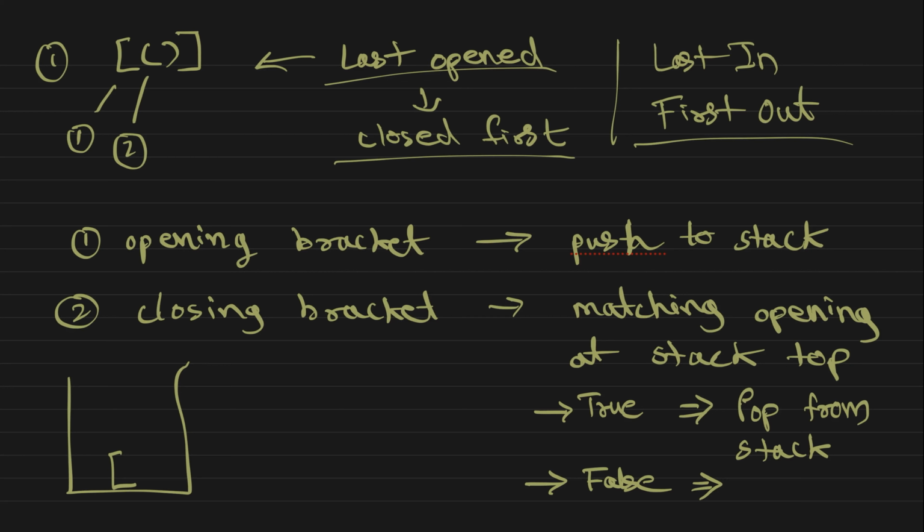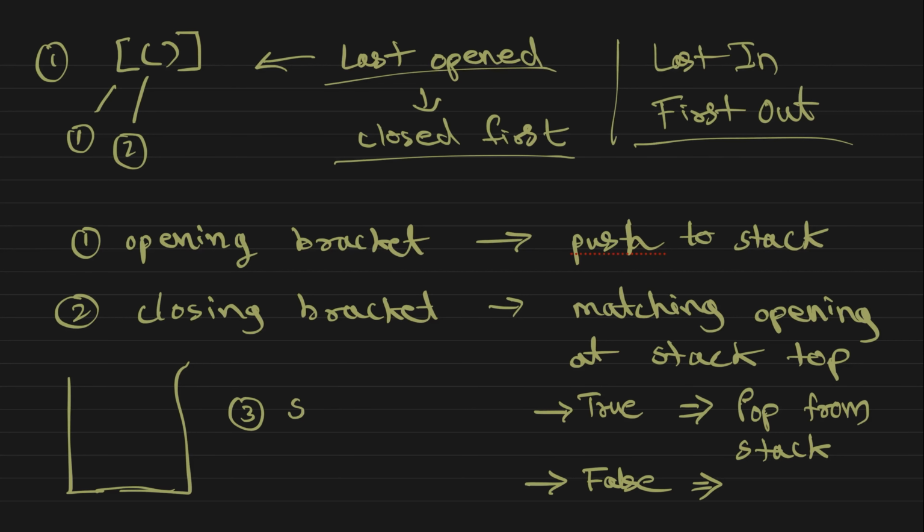Okay. So now moving on to the last character in the string. So the last character is what? A closing square bracket. Similarly, here, since it's a closing bracket, I should have a matching opening bracket at the stack top. Since these two match, I can simply pop from the stack. Okay. So this goes away, this goes away. So at the end, what do I see?